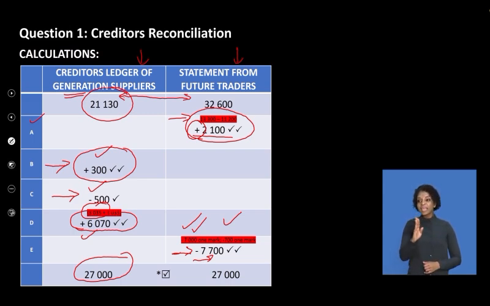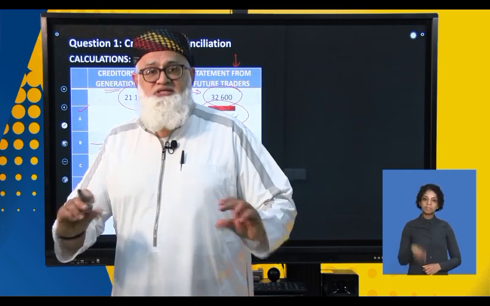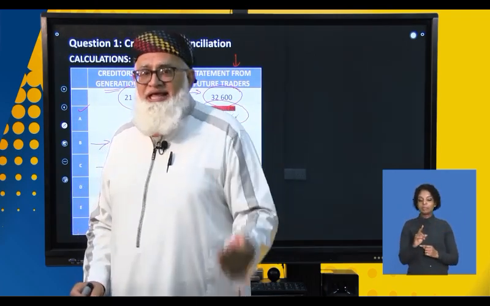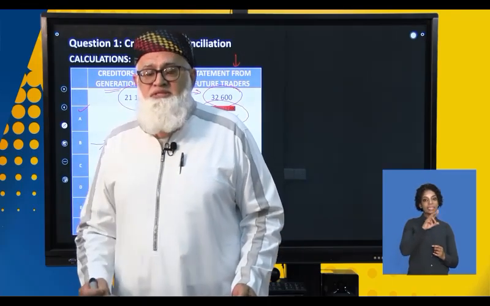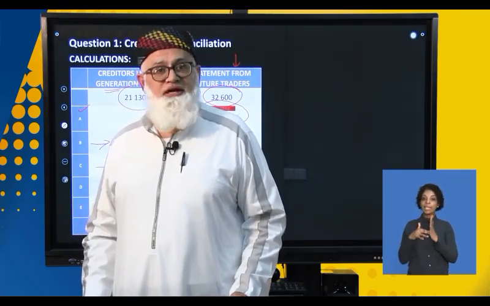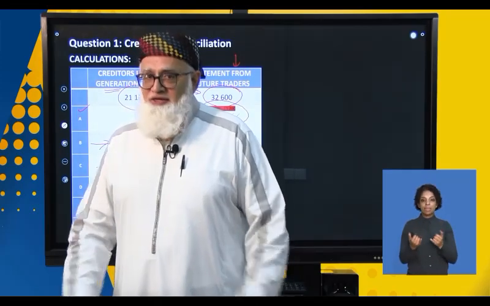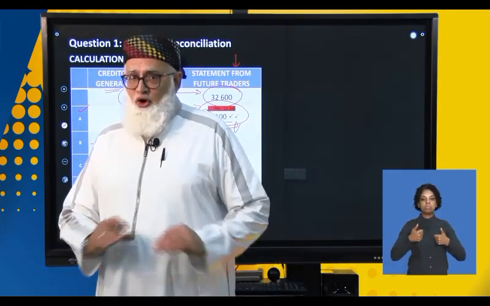Let's look at the statement. You start off with the 32,600 plus the 2,100 minus 7,700, and voila, what do we get? 27,000. A great feeling when the two balances, because now you know you have reconciled your creditor's ledger with the statement that you have received from your creditor. Well, guys, we've now reconciled. We're on good terms, on a good note.